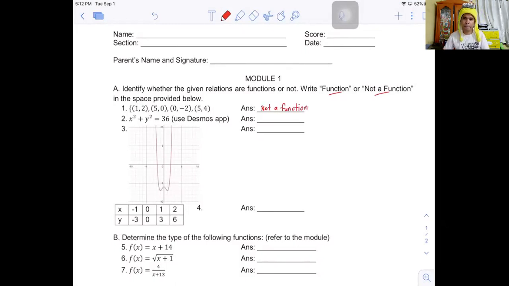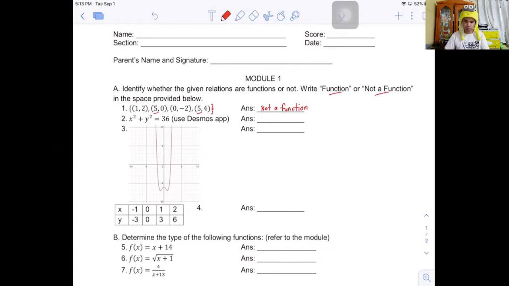Why? So our number 1 is given as a set of ordered pairs. It's missing a brace, guys, sorry. It is given as a set of ordered pairs. And if you have noticed, these ordered pairs have the same first coordinate. They have the same x coordinate. That makes it not a function. Whenever it is a set of ordered pairs and the first coordinate repeats, it is no longer a function. It is still a relation but it is not a function.